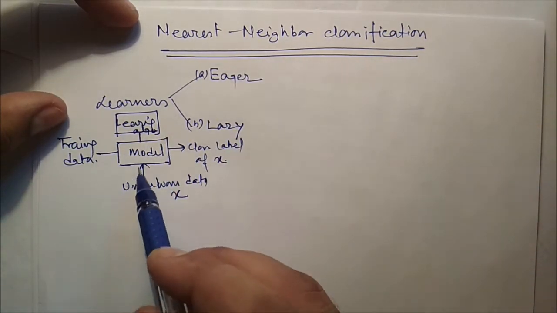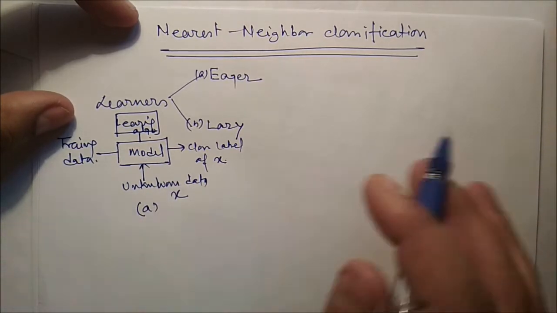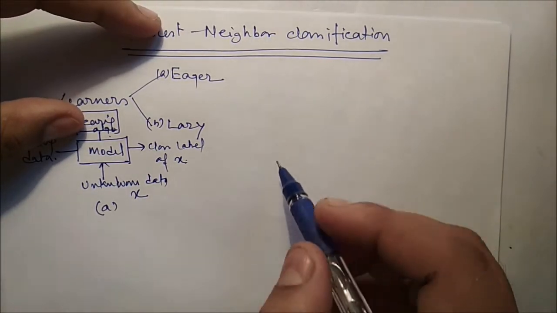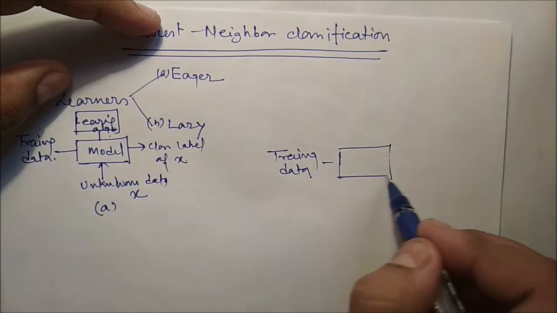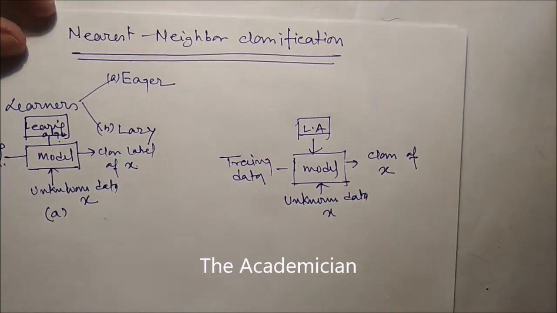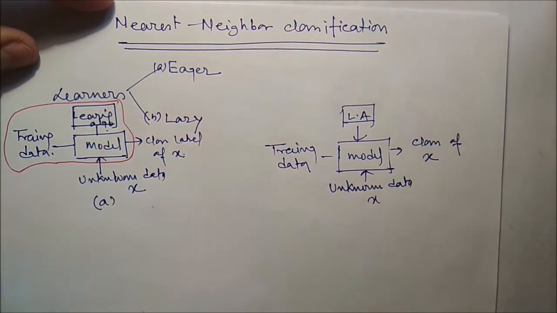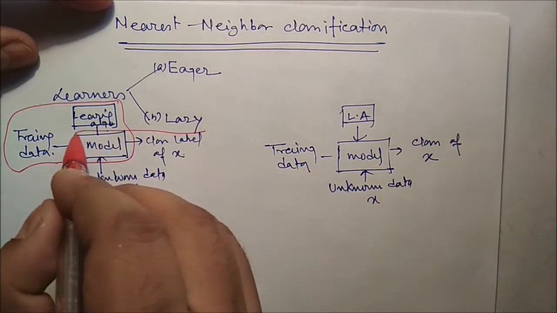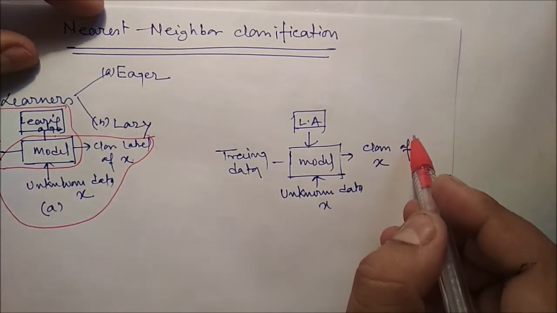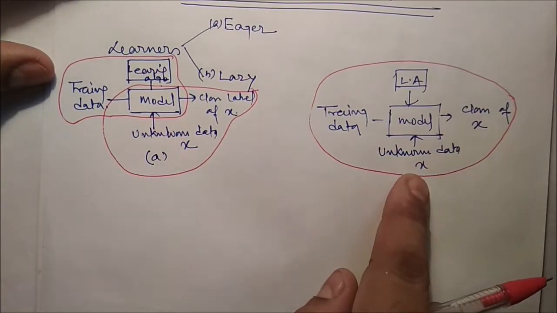So the eager learner has two processes. First of all, create the model using a learning algorithm. After developing the model, we can use the particular model, so it's a two-step process. In eager learner, the first phase is developing the model, and second is using this particular model. But a lazy learner is a single step process. So only one step is there.